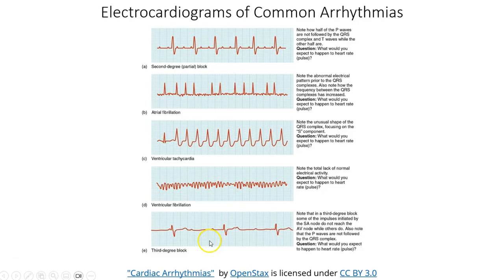And then a third degree block down here. This is also going to be really severe. We can see a little bit of P waves in here from that sinoatrial node, and they're not reaching that AV node. So there should be some extra QRS complexes right about here and right about here. We're skipping that signaling to the AV node when we're not supposed to, and that's just because we're blocking that signaling here.